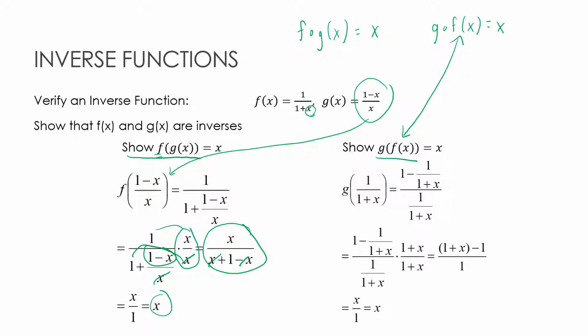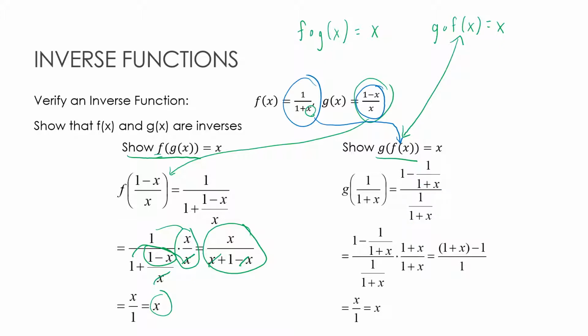Then I have to show that the other way also works. So now I'm finding g of f of x. So I'm taking this guy and plugging it in here. So I'm taking 1 minus f of x divided by f of x. And then again, this is just algebra.